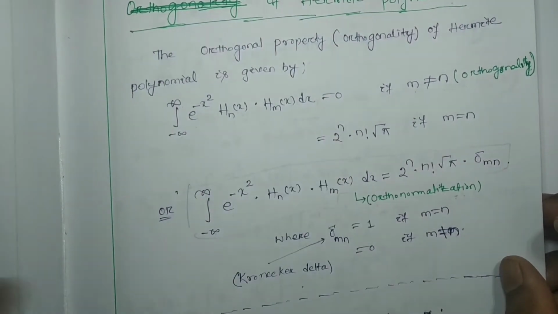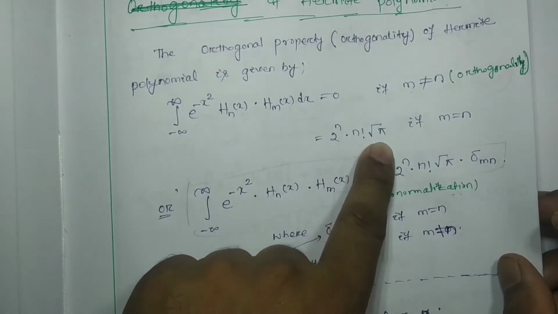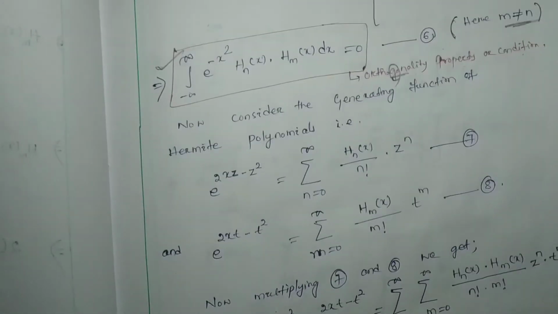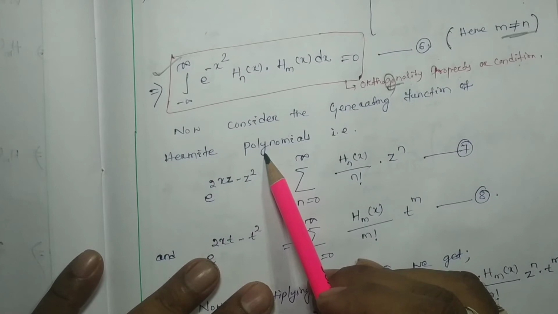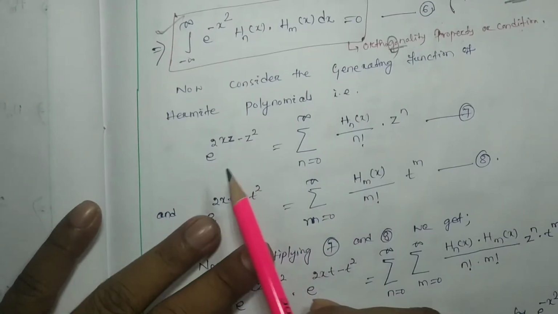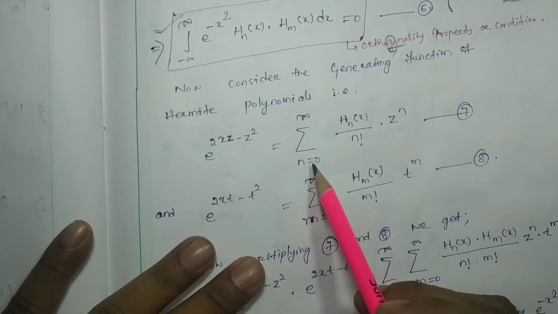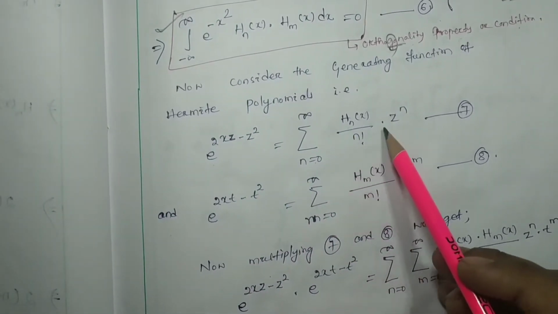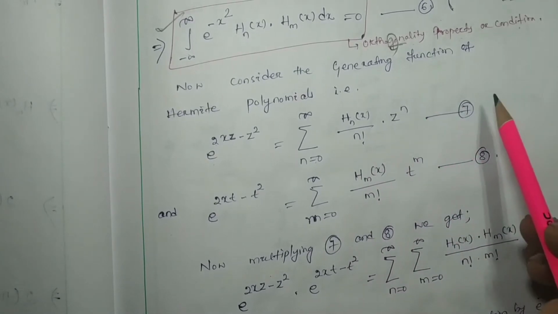But if n equal to m, it should be 2 to the power n factorial into root over pi. That we are going to prove by using the generating function. Now consider the generating function of the Hermite polynomial. What is that? e to the power 2xz minus z square equals summation over n equal to 0 to infinity Hn(x) by n factorial into z to the power n. Let this be equation number 7.